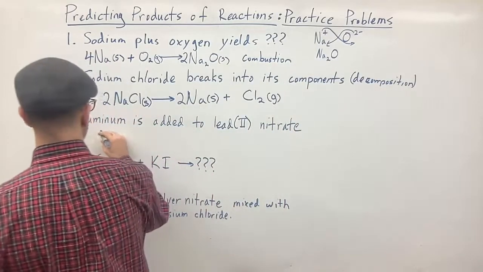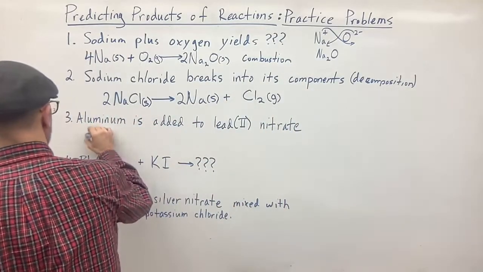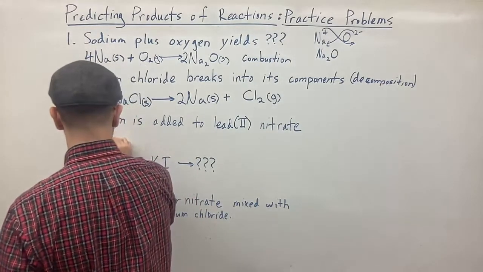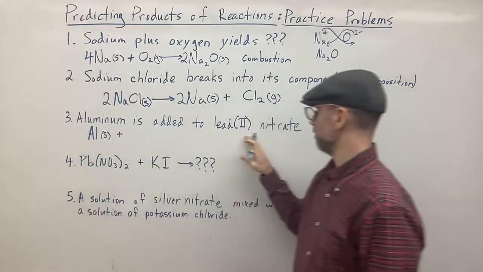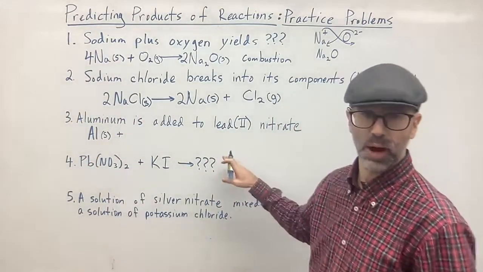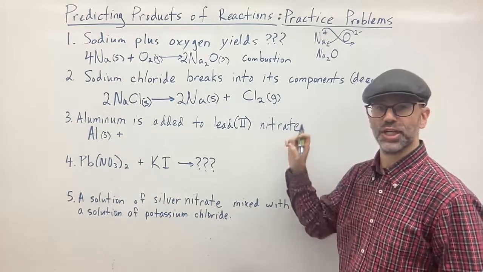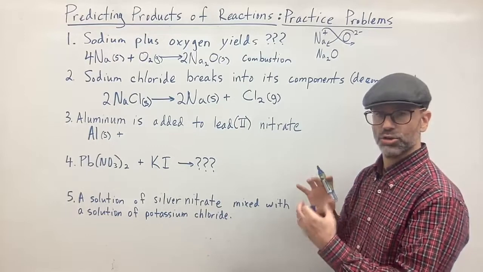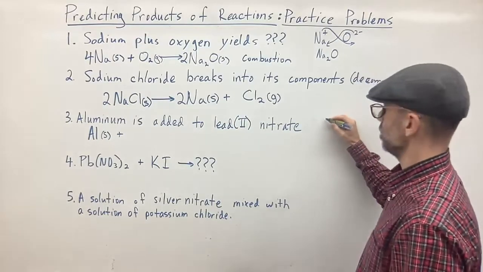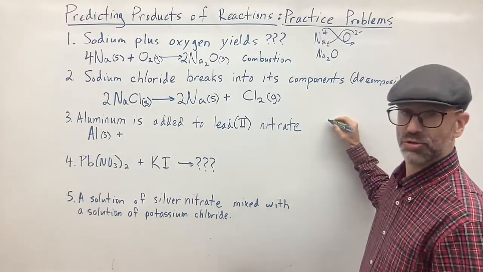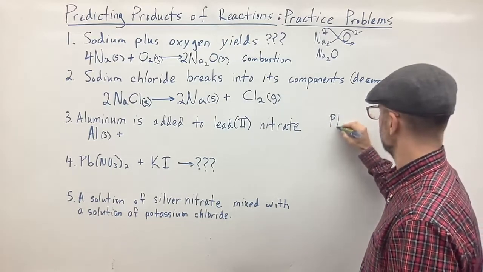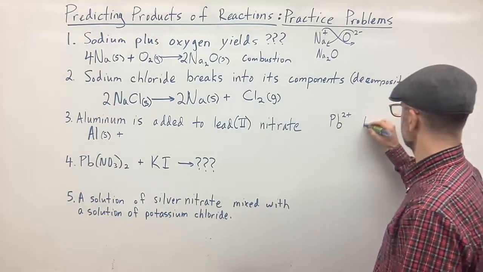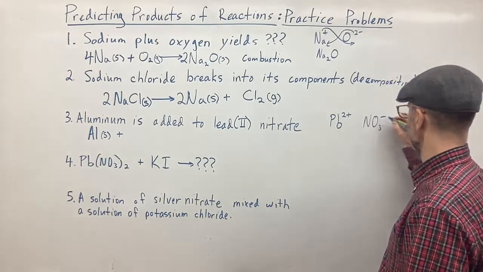Aluminum is just the metal on the periodic table, so we have Al for aluminum. That's going to be solid, plus our lead 2 nitrate. Again, we want to write the formula and make sure the formula is balanced in charge. It's a neutral compound, so 0 charge for our formula. The lead 2 ion is Pb2+, and nitrate is NO3-.